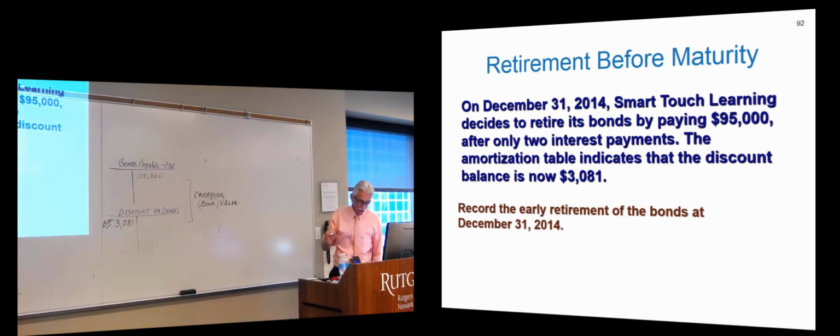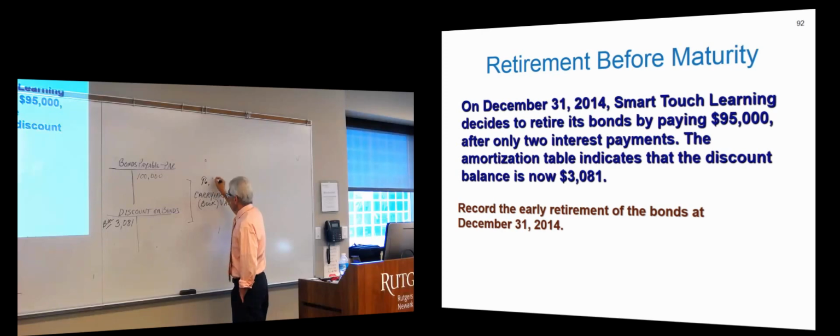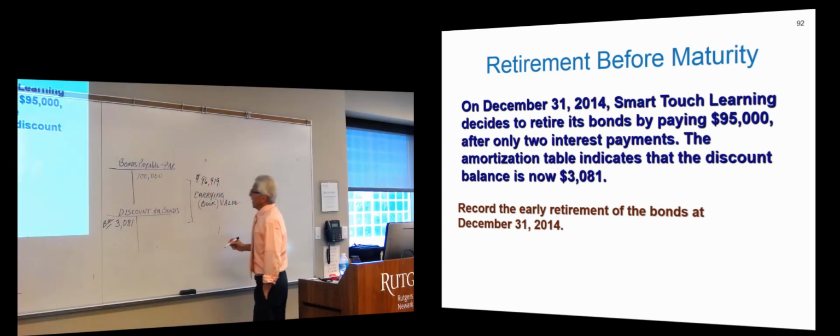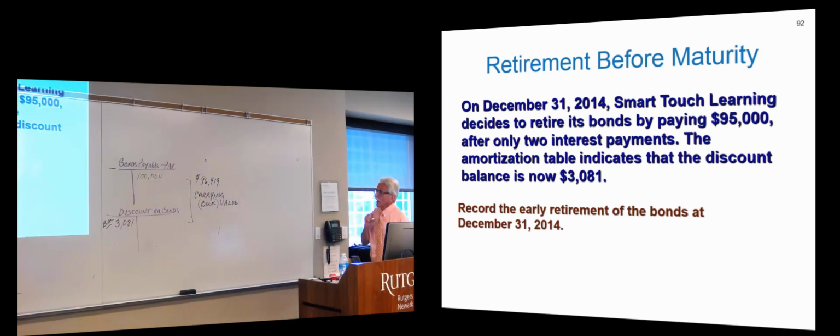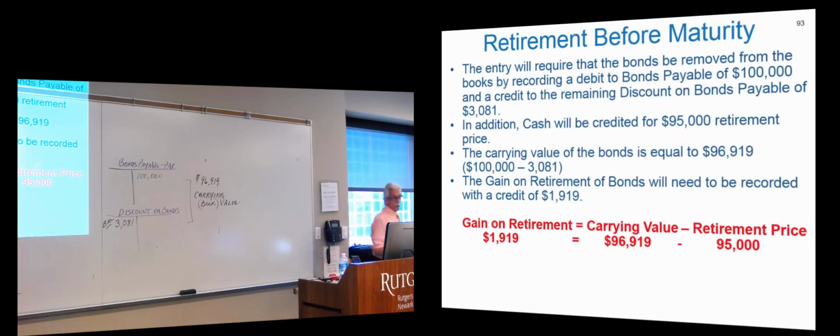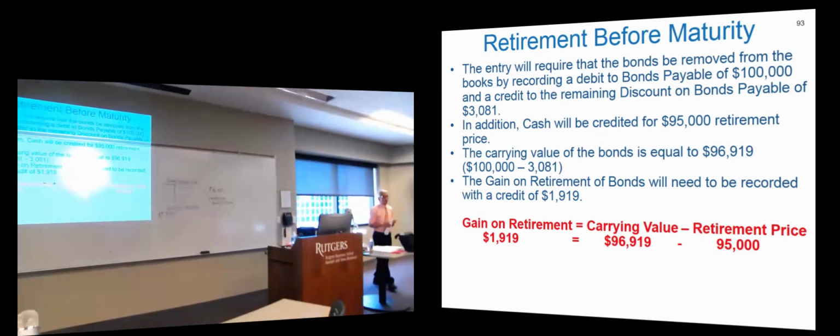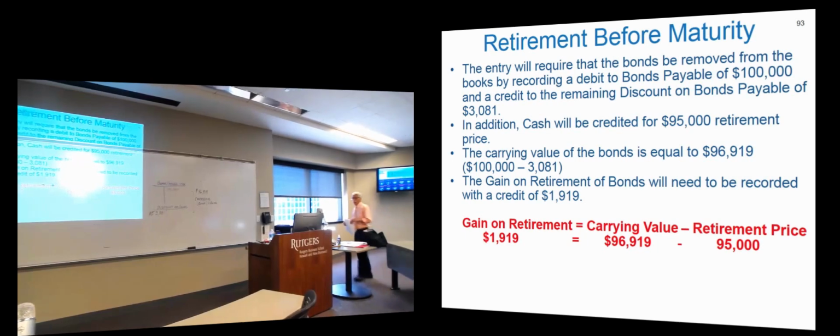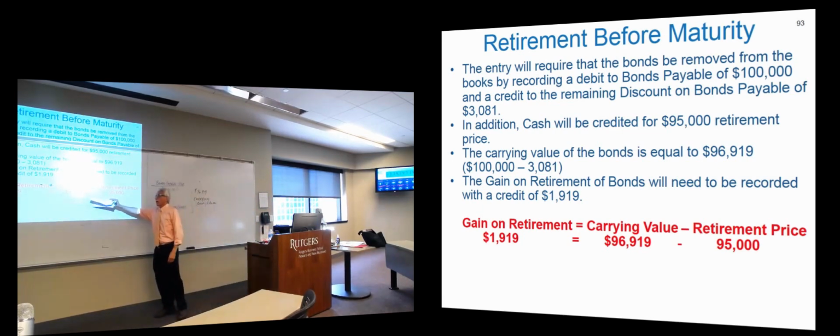So par minus the discount is 96,919. They're buying the bonds back at 95, which probably means that market rates may be going up, making their bonds cheaper, and there'll be a gain in this case. So if your bonds are on your books at 96,919 and you go out in the market and you pay 95 to retire them, it's a gain. Why is it a gain? Well, if you owed somebody 96,919 and they tell you, give me 95,000 to pay it off, you got a gain. And the gain is part of continuing operations.